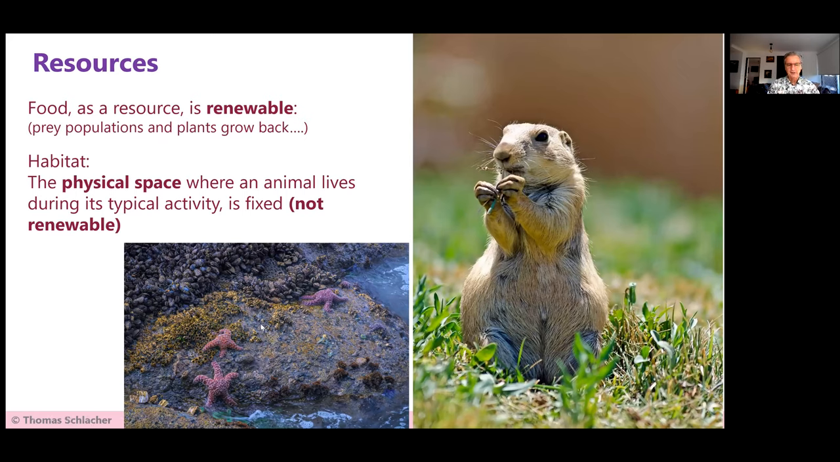Now you see these organisms here competing. Those are mussels, those are barnacles, and those are sea stars competing physically for space on a rocky shore. Now, physical space is finite. It doesn't grow, right? The only way you can actually grow it is by putting artificial reefs into the sea.